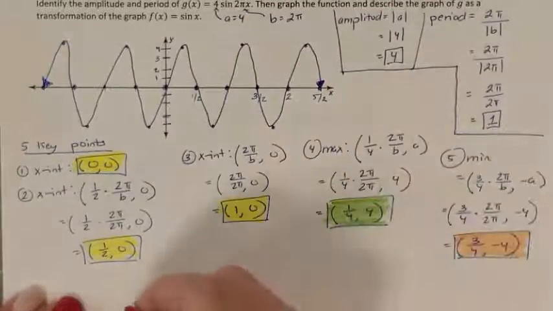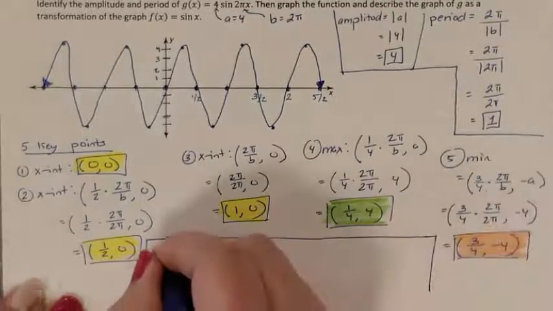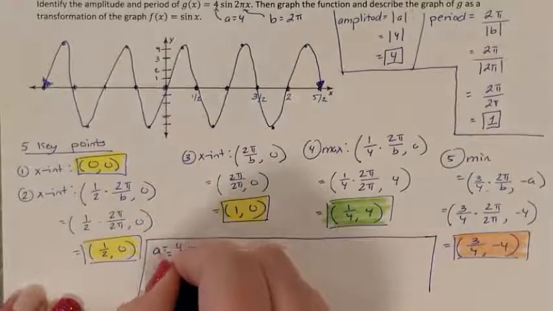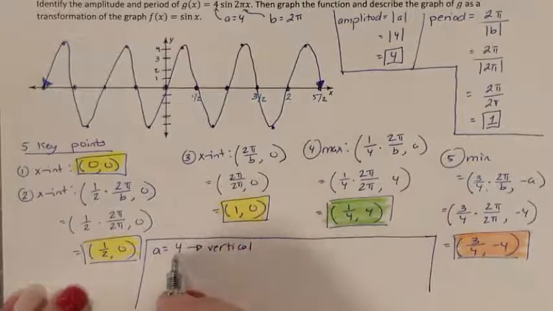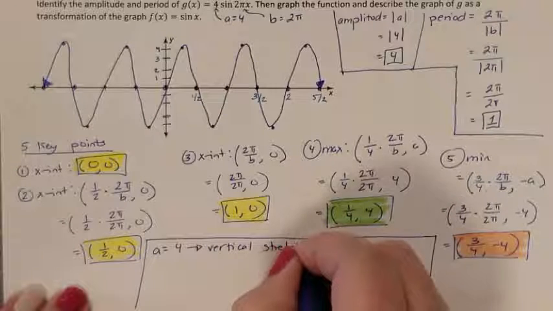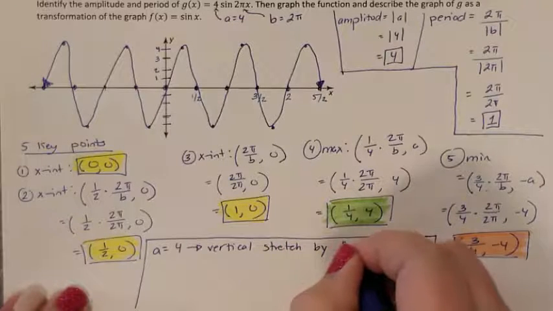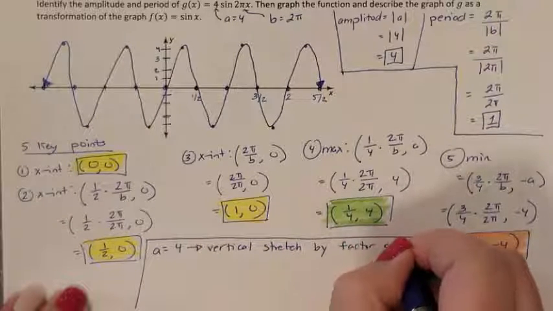Last, we need to describe our transformations. Your A, which is 4, always tells us about the vertical. So this is a vertical because it's bigger than 1. This is going to be a vertical stretch. So it's a vertical stretch by a factor of 4.